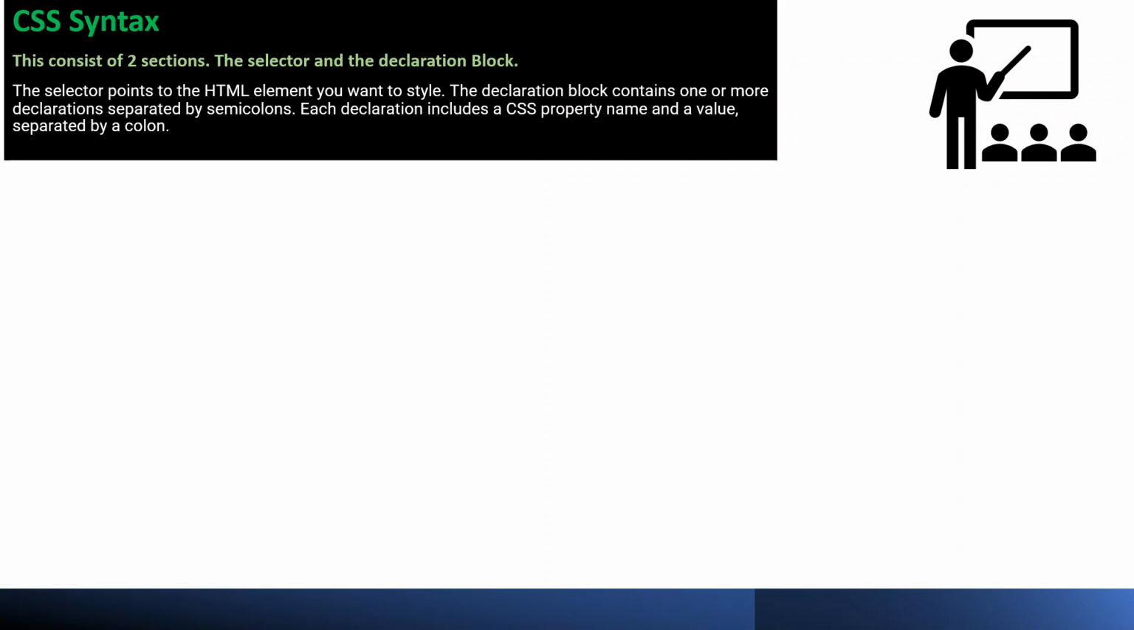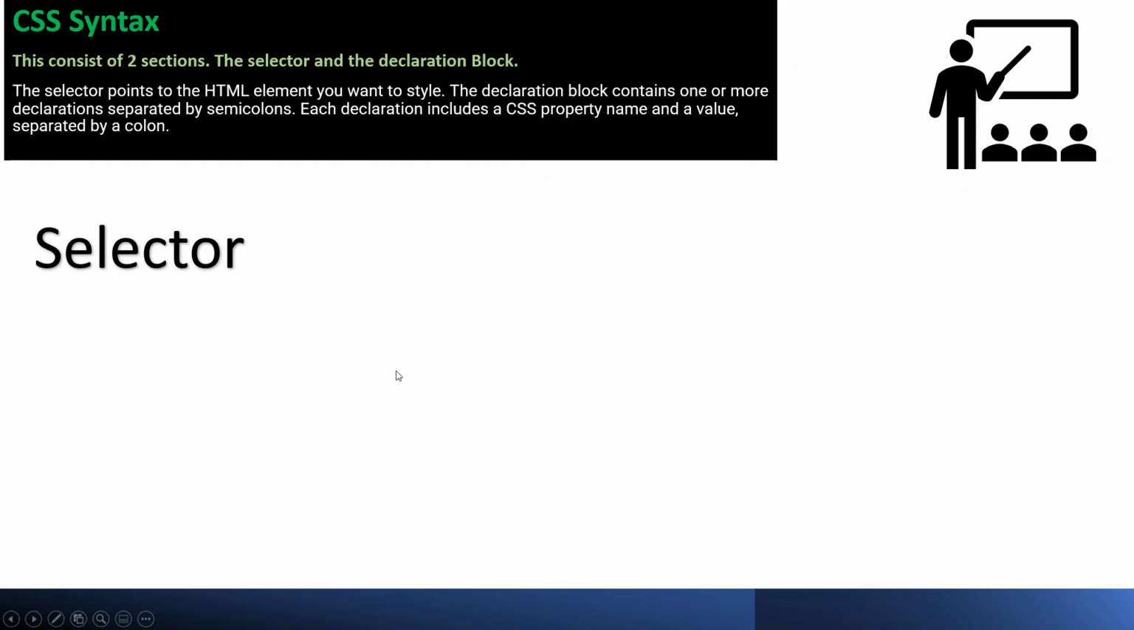And the declaration block contains one or more declarations separated by semicolons. Each declaration is a property and a value, which are separated by a colon. The property is what you have selected that you want to style, and then the value will be what value you want to assign to that property. So we are going to take a look at what that means.